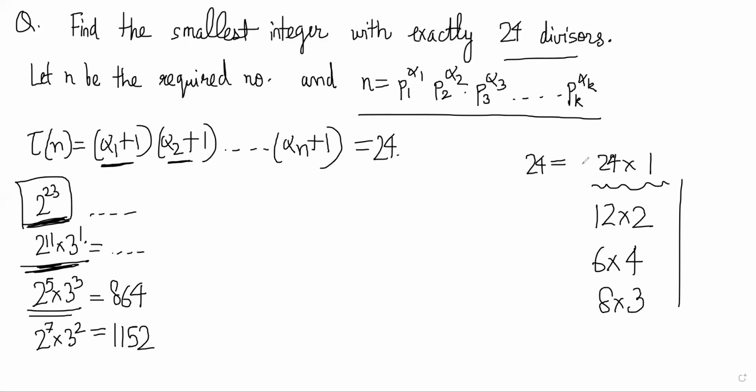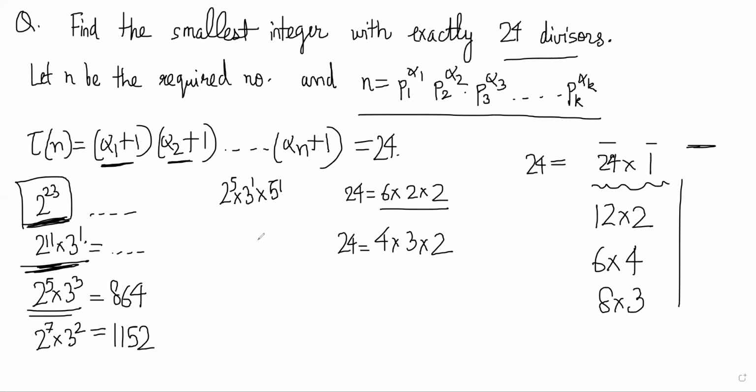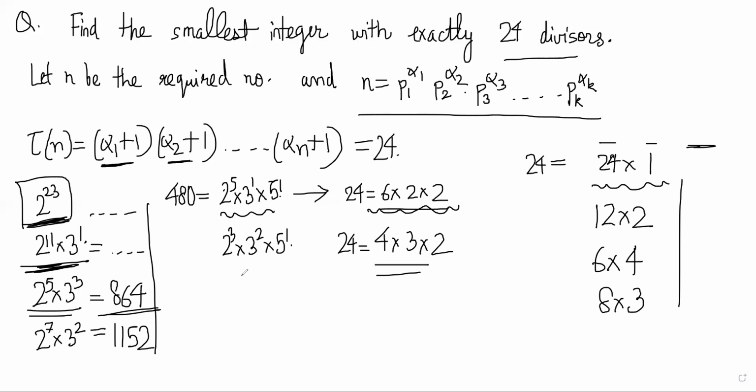Now we should think of also ways in which it can be written as a product of 3 factors, right? So 24 can be written as basically 6 into 2 into 2, right? Or 4 into 3 into 2, correct? So if it is 6 into 2 into 2, you can get a number 2 power 5 into 3 power 1 into 5 power 1, right? Then only the number of divisors would be this, right? This is 32 into 3 into 5. So 32 into 15, which is 480. This is smaller than the previous ones. What about this one? This one will be 2 power 3 into 3 power 2 into 5 power 1, right? That is 8 into 9 into 5, so 360.